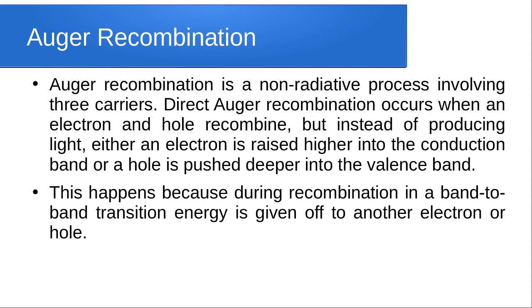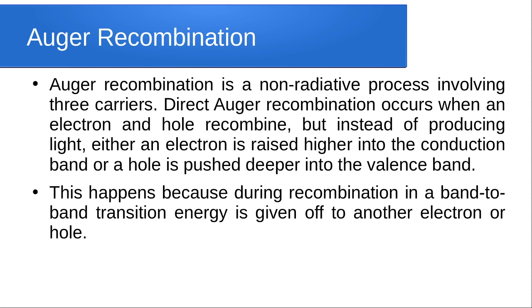This happens because during recombination, in a band-to-band transition, energy is given off to another electron or hole. It is not released as light energy or heat energy, but given to the neighboring electrons or holes. Whenever an electron in a conduction band gets more energy, it moves to a higher level in the conduction band. Same in the case of holes, if it gets more energy, it moves deeper into the valence band.